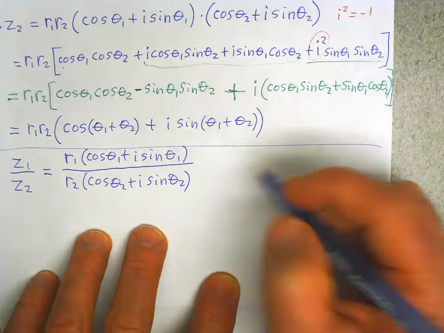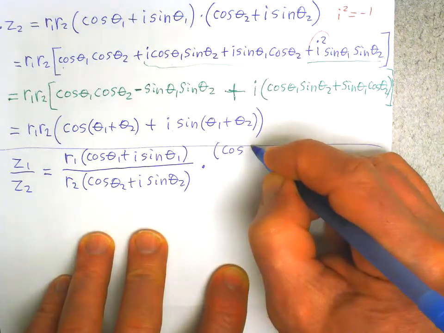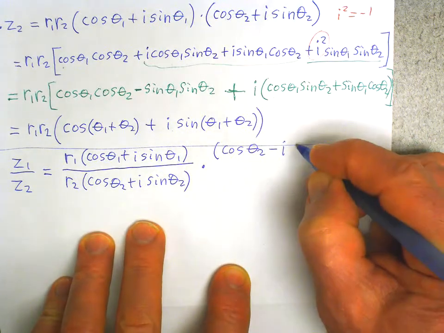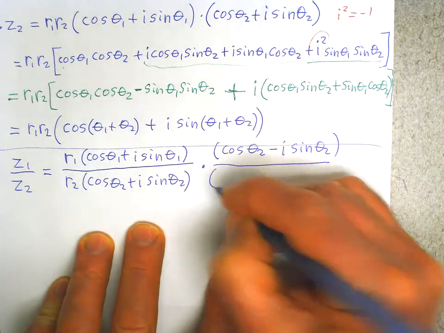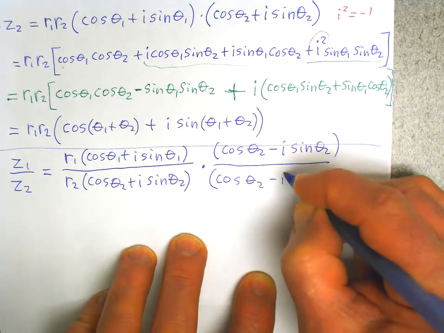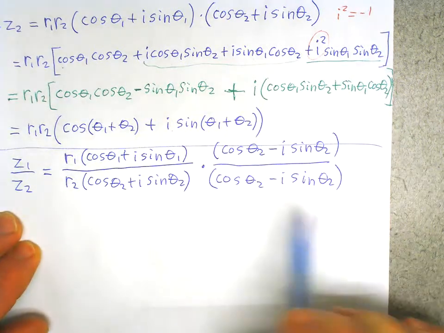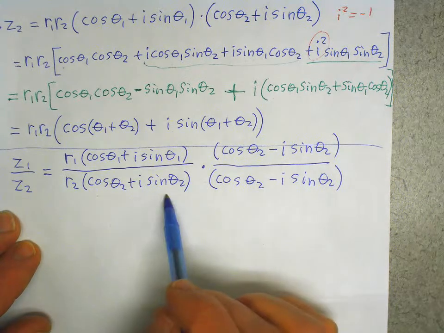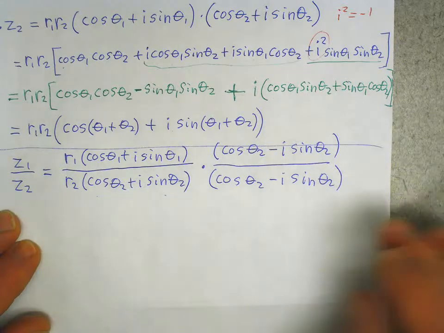Okay, so what we do is we're going to multiply by 1 in the form cosine theta 2 minus i times sine theta 2 over itself, cosine theta 2 minus i times sine of theta 2. So what I'm doing is I'm taking the conjugate of this factor in the denominator, and then multiplying both the numerator and denominator by that.